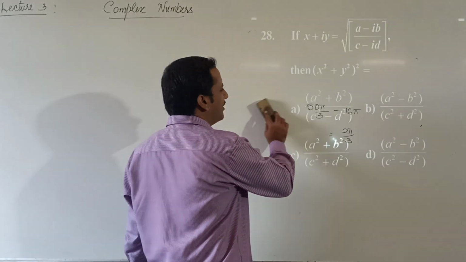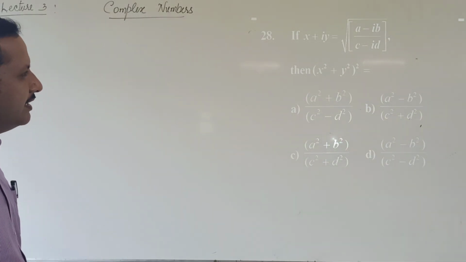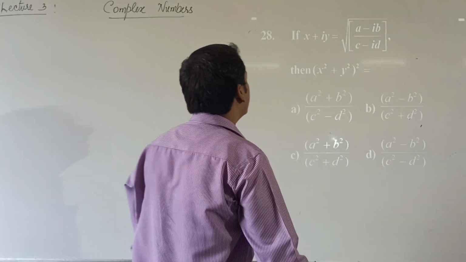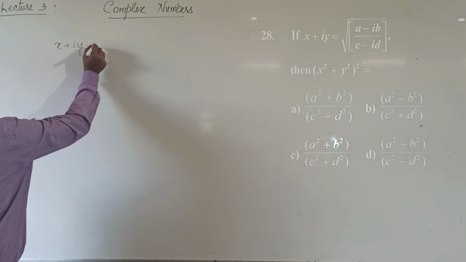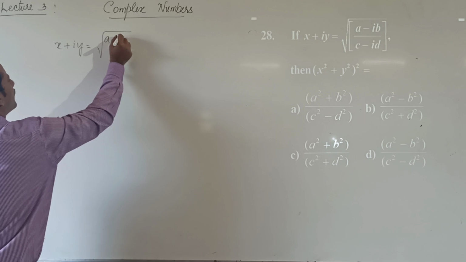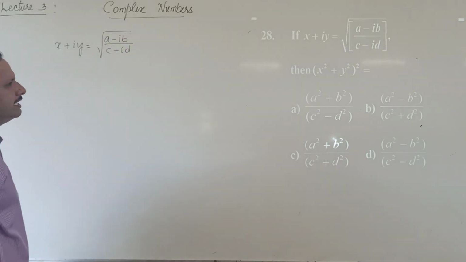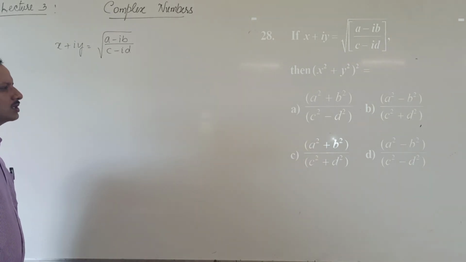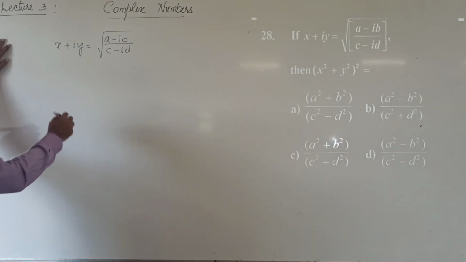If x plus iy is equal to square root of a minus ib by c minus id, then x square plus y square whole square is? Okay. See what they have given? They have given that x plus iy is equal to root of a minus ib divided by c minus id. Then what is x square plus y square whole square, they are asking. Okay, x plus iy is equal to this.